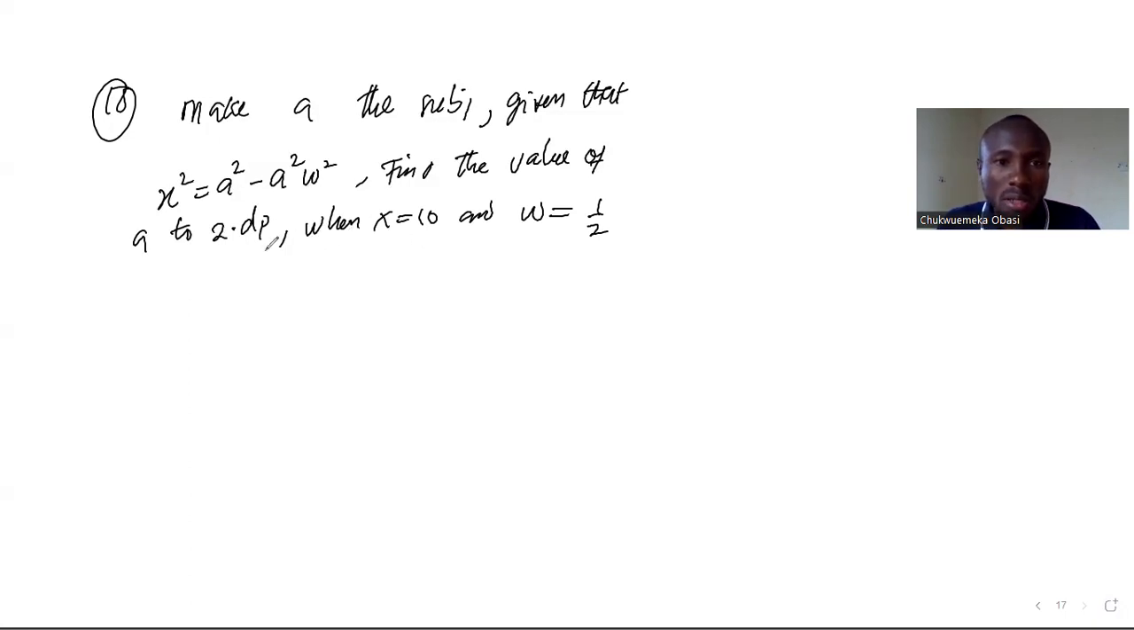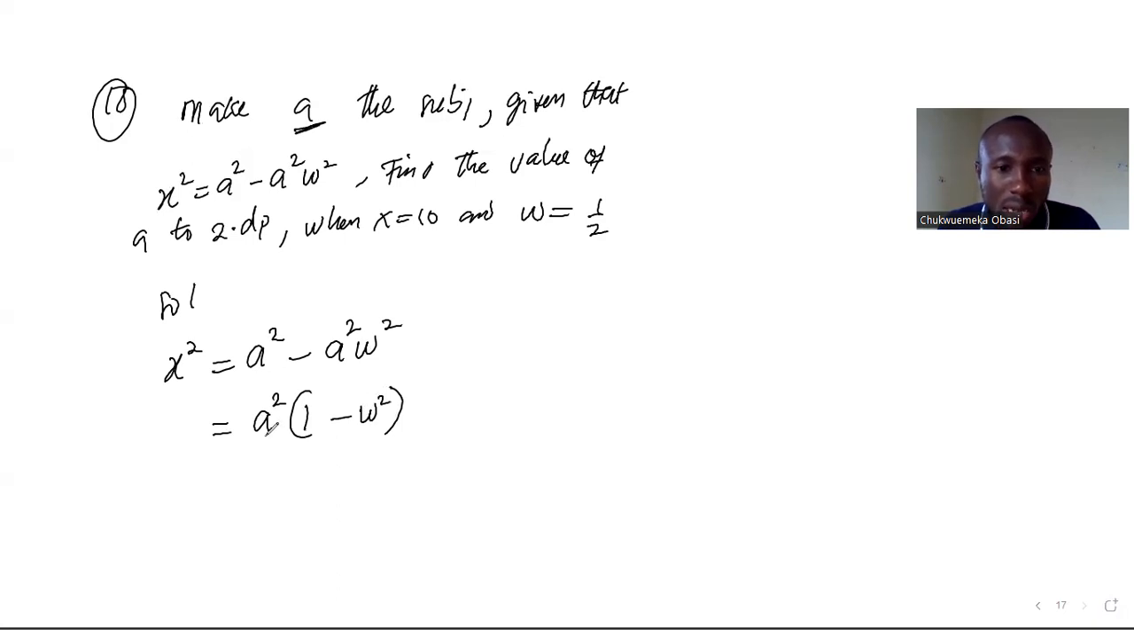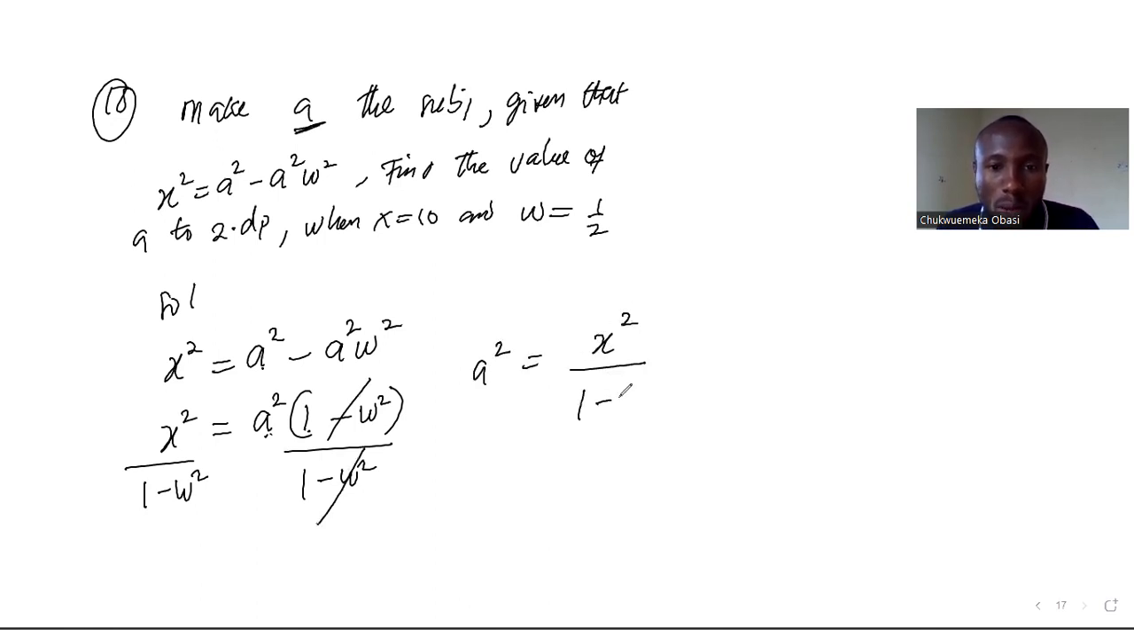So the first thing, we are given x squared is equal to a squared minus a squared w squared. We want to make a the subject. So you can look at these two guys here. What is common? A squared is common. So factor out a squared. What will be left? We have 1 minus w squared. As if to say, a squared times 1 is a squared. A squared times this will give me this. So then we have x squared here. So divide everybody by 1 minus w squared. So these guys cancel out. So we now have a squared is equal to x squared over 1 minus w squared.